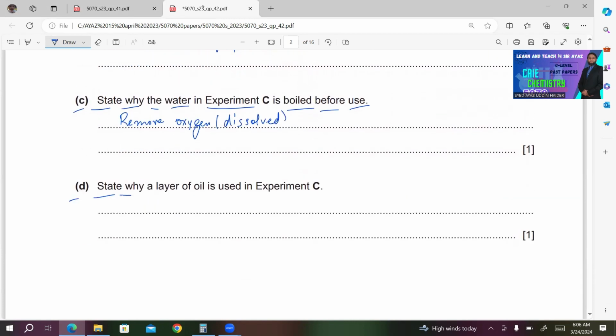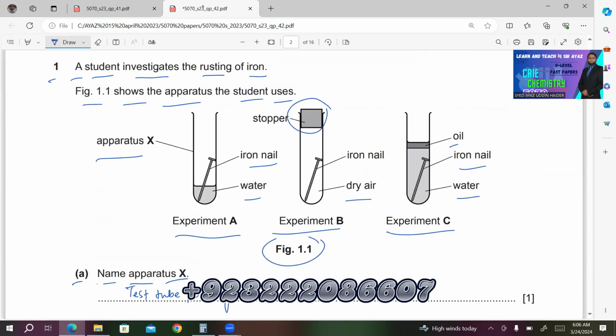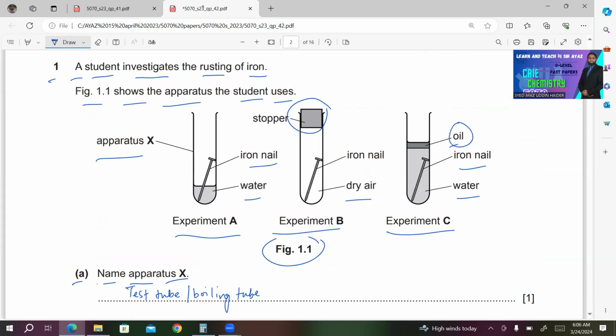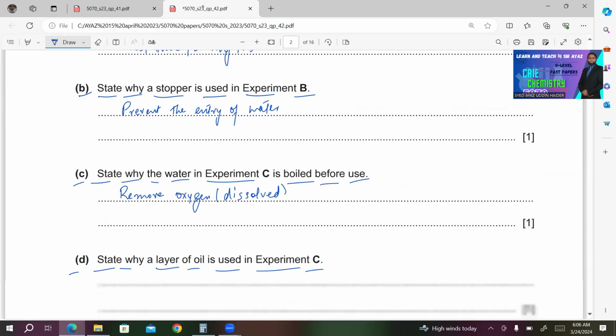D. State why a layer of oil is used in experiment C. You can see in experiment C, there's a layer of oil. So why are they using it? To prevent the entry of oxygen.